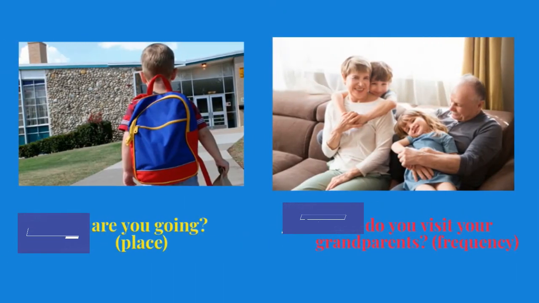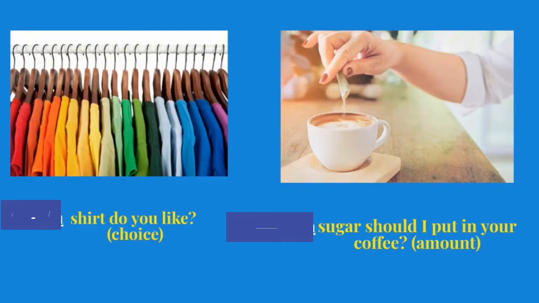Blank are you going? It asks about place. So, the answer is where. Where are you going? Blank, do you visit your grandparents? It asks about frequency. So, the answer is how often. How often do you visit your grandparents? Blank shirt do you like? It asks about choice. So, the answer is which. Which shirt do you like?